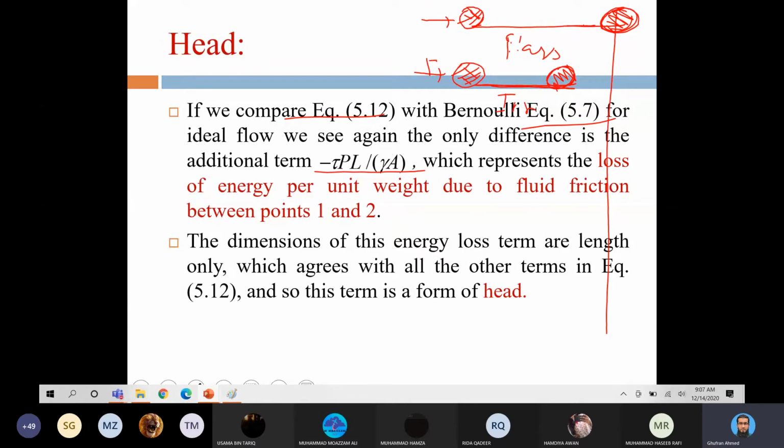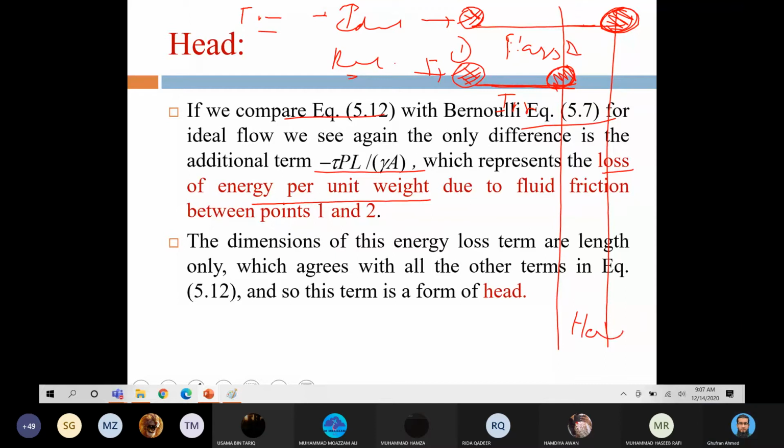So this difference between for ideal condition having no friction, so this is an ideal condition, and in this we do not consider friction. Okay, but for real fluid there would be some friction, and due to that friction there would be a reduction in energy. Basically it is the loss of energy per unit weight due to the fluid friction between points 1 and 2. So this is point 1 and this is 2. So this is basically the head loss due to friction.